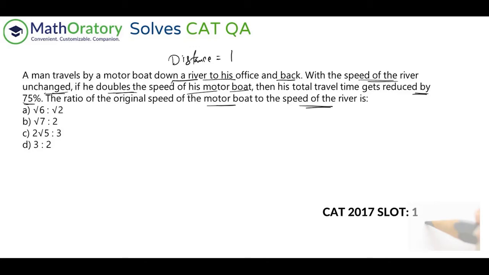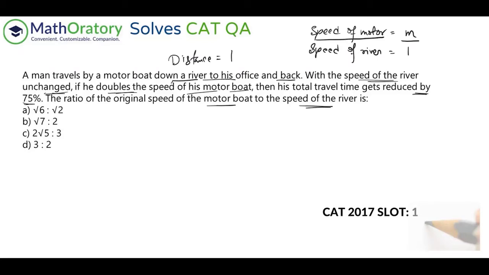So what I'll do is I'll consider the speed of the river as simply 1. Because now, whatever I consider, this is the only variable I'm going to take: the speed of the motorboat. Whatever variable I take, check this out: the ratio automatically becomes m by 1, which is m, right? So if I can figure out the value of m, that itself answers the question, right?